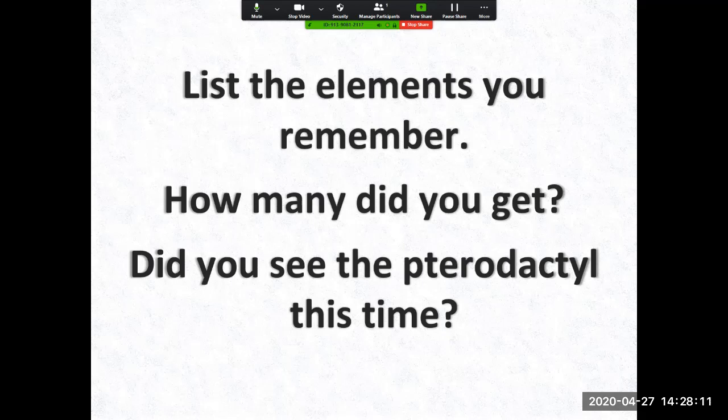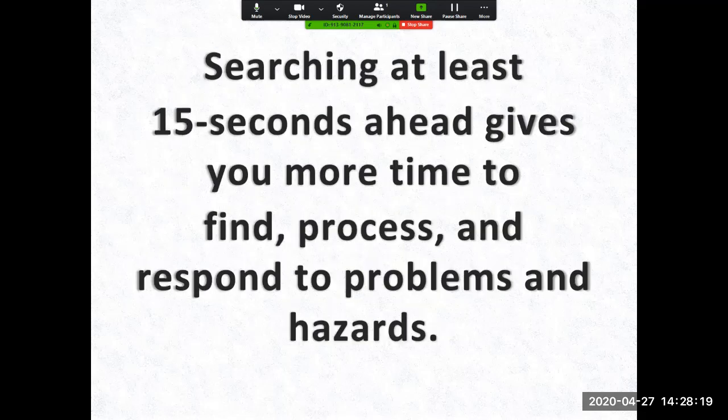And so driving is the same way. If you get a perception and a good, clear image of what is happening 15 seconds ahead, you're able to process, see, and respond to hazards that you're already identifying, right? That is the biggest thing to driving on the freeway.